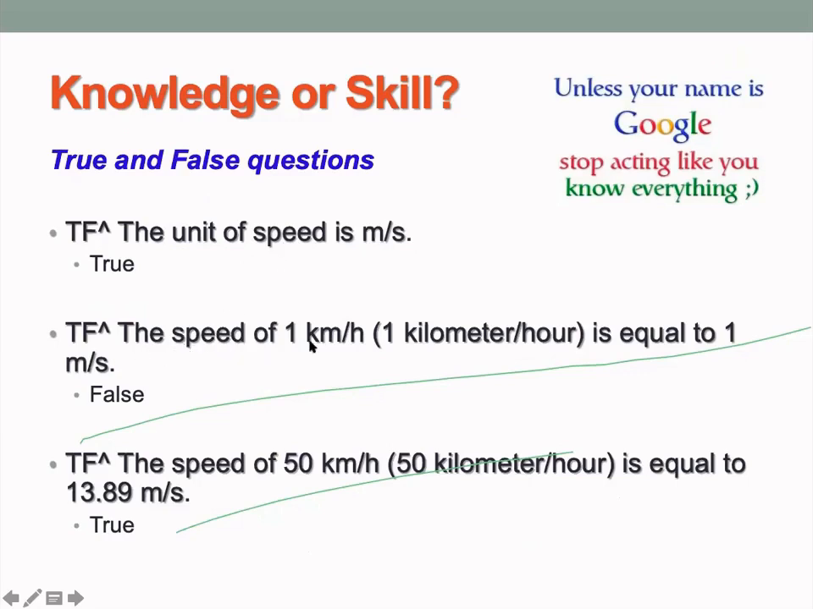Now how about question number 2, and how about question number 3, for example? Is the speed 50 kilometer per hour equal to 13.89 meter per second? Is it still knowledge, or already skill? So you have to know, based on the definition of knowledge and skill.